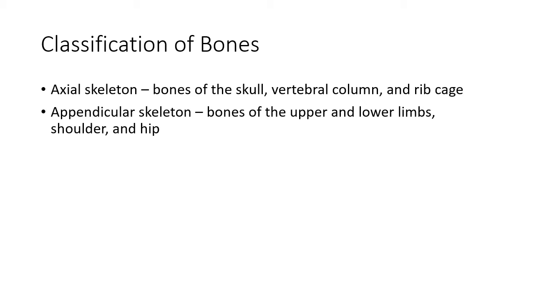The appendicular skeleton then are the arms and legs. And so these are the components that attach back onto the axial skeleton itself. And so they're going to have some sort of attachment point to get them connected to the actual axial skeleton.